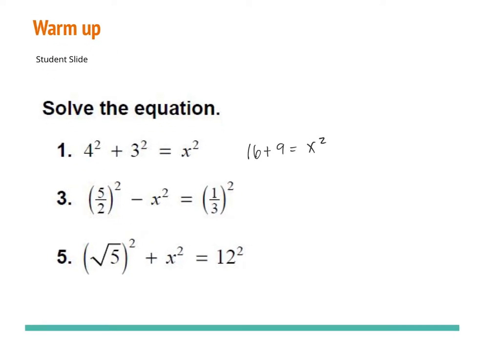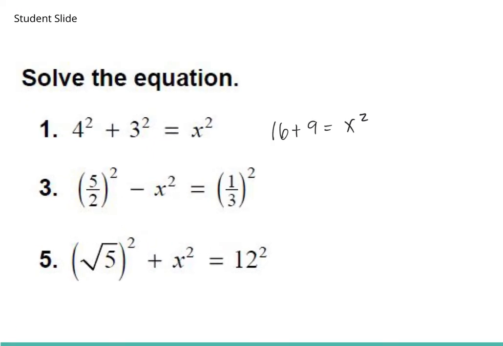16 plus 9 is what, Nico? 25. And what squared gives us 25? 5. X equals 5. Okay? You can also think about it as taking the square root of both sides. This square root and the squared will cancel. And you'll end up getting the square root of 25, which is just 5.